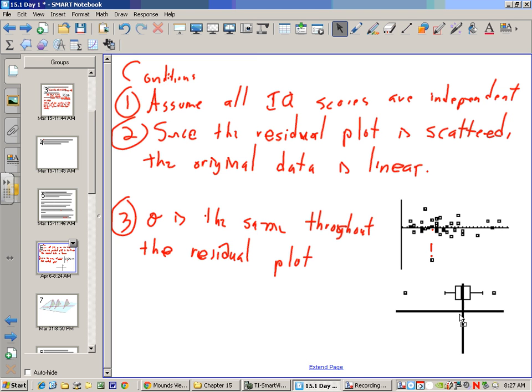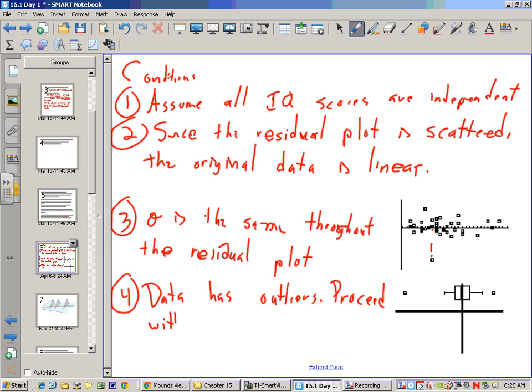Now, this data has outliers. So we don't know how good this will be at approximating. So we have to proceed with caution. We can't quite say that that's normal because of the outlier.